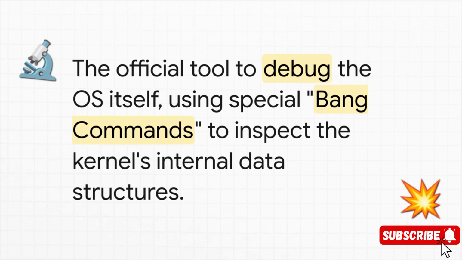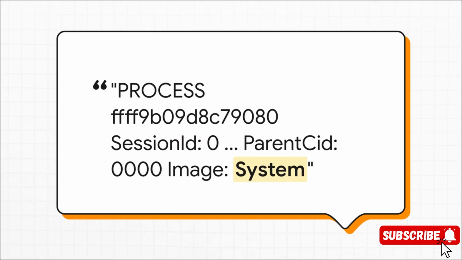Now, this is the official tool. It's what Microsoft engineers use to debug the OS itself. It lets us literally pause the entire system and inspect the kernel's internal data structures using special commands that start with an exclamation point, famously known as bang commands. So for example, you could run the bang command !process 0 0. What you're doing there is asking the debugger for information on core system processes. And it'll come back with the raw memory address of the process object, its session ID, its image name.